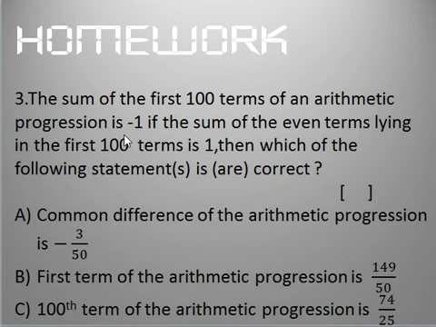Homework: the sum of the first 100 terms of an arithmetic progression is minus 1, and if the sum of the even terms lying in the first 100 terms is 1, then which of the following statements is or are correct? Common difference of the arithmetic progression is minus 3 by 50. First term of the arithmetic progression is 149 by 50. 100th term of the arithmetic progression is 74 by 25.